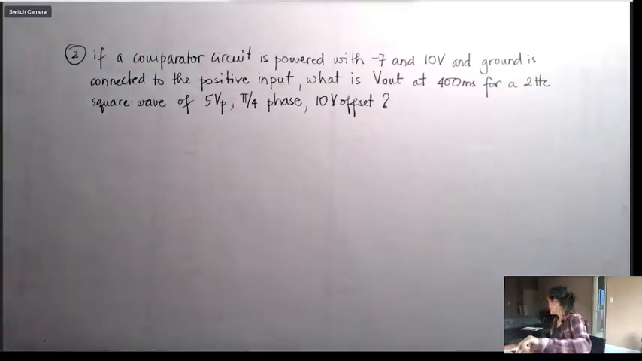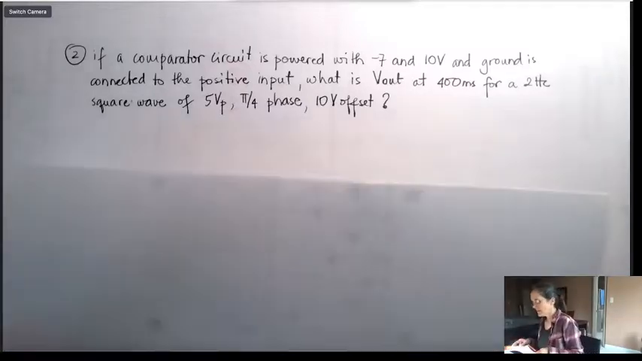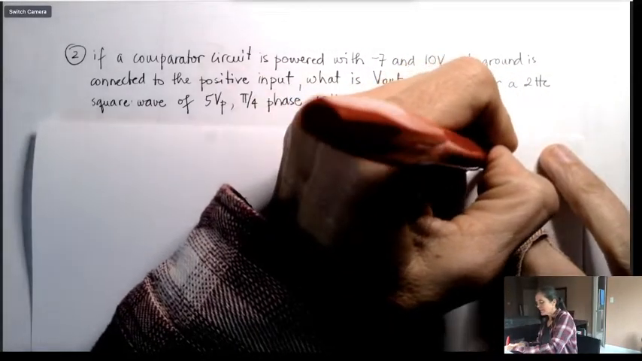Okay, so this is the second part of that. Well, it's the second question with an op-amp. And now we have a comparator circuit. And hopefully you remember the comparator only outputs either -7 in this case or 10.